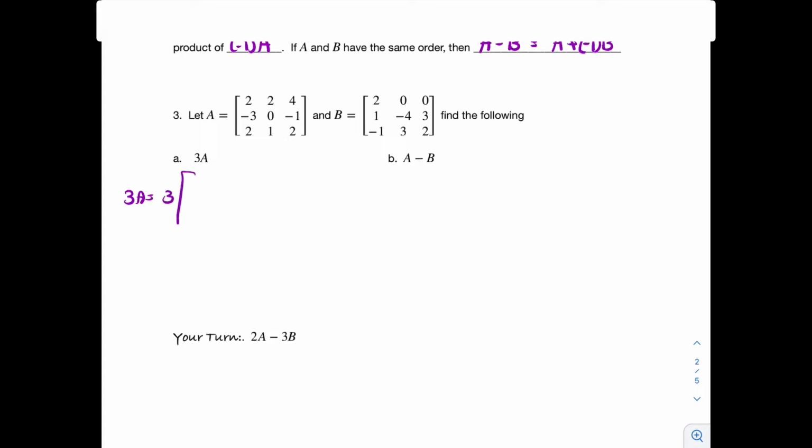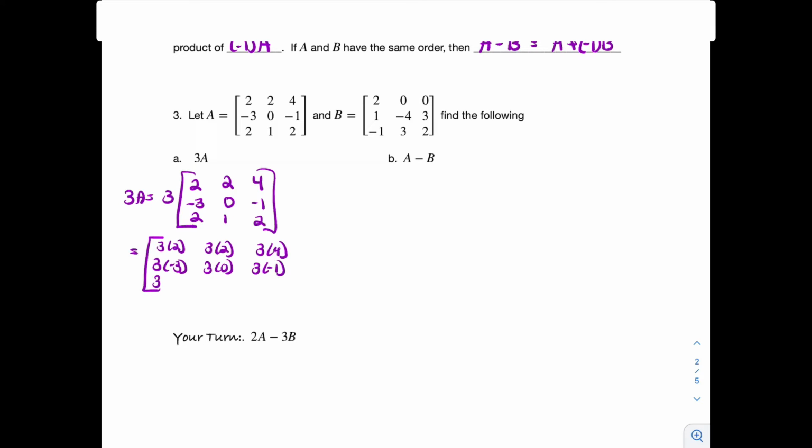I want to figure out what 3A is. So that means I need to multiply my matrix A, each corresponding entry by 3. So that will be 3 times 2, which is 6, 3 times 2, 3 times 4. Second row, 3 times -3, 3 times 0, 3 times -1, and repeat that for the third row.